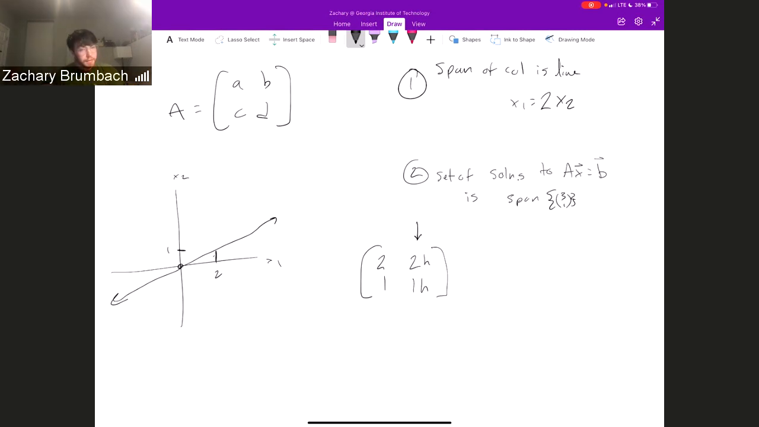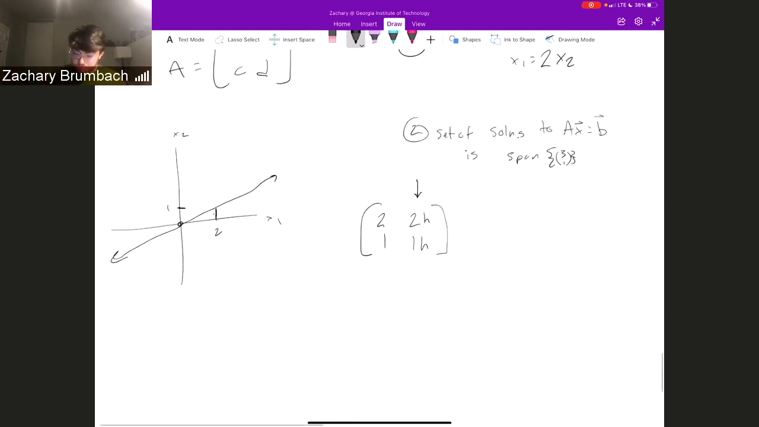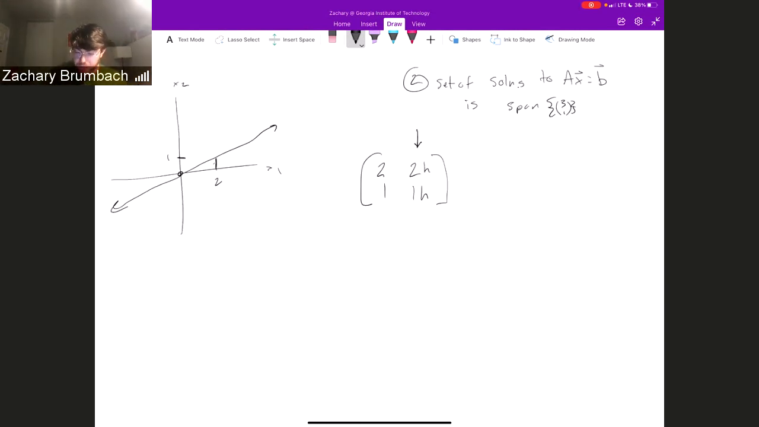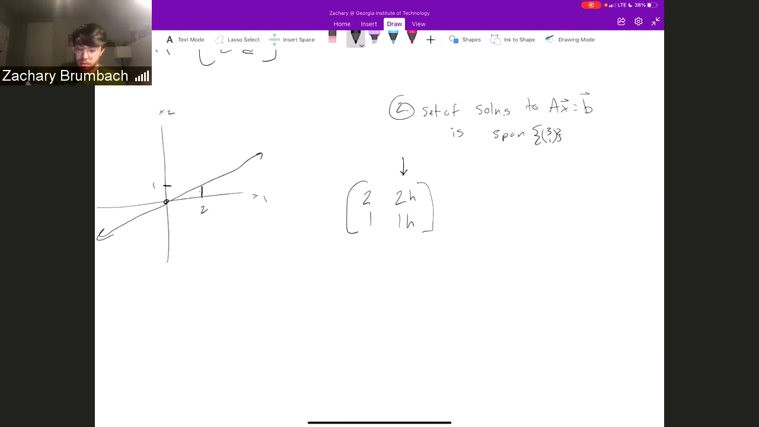Now for the second part of the equation, this is dealing with rows instead of columns. The set of solutions to the equation AX equals 0 is the span of 3, 1. What does that mean? It means the set of solutions to AX equals, not B, 0. My bad, that is rather important. Our X is equal to X1, X2. This is just the definition of what the X vector is.